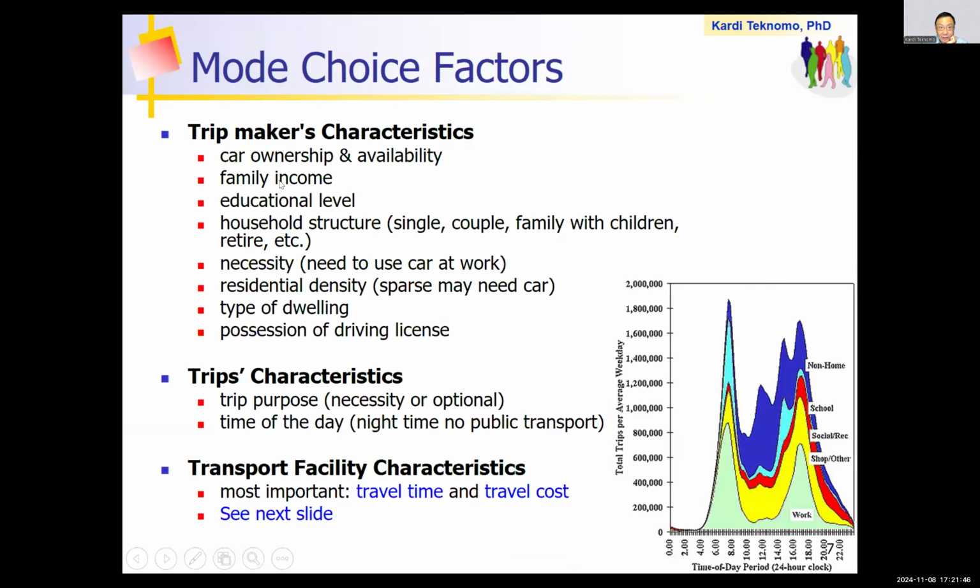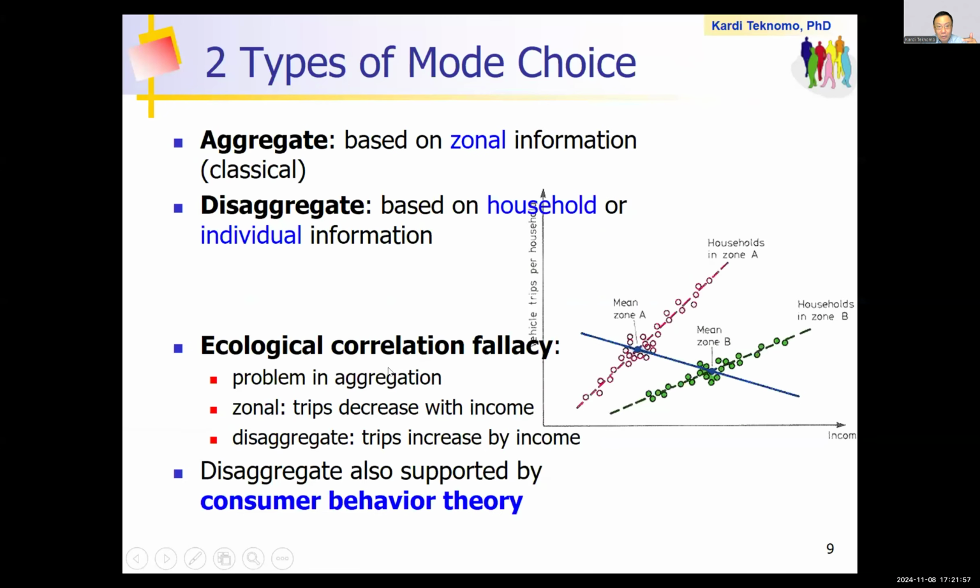These are the variables of the data that you can input. Then once you have the data, you can put that into the model. Now there are 2 types of mode choice. Because your data is trips between zones, you can create a model based on that trip, or you can have data based on household or based on individual.